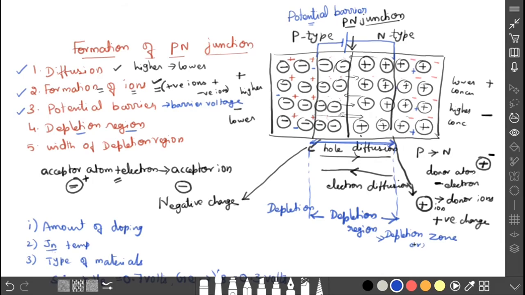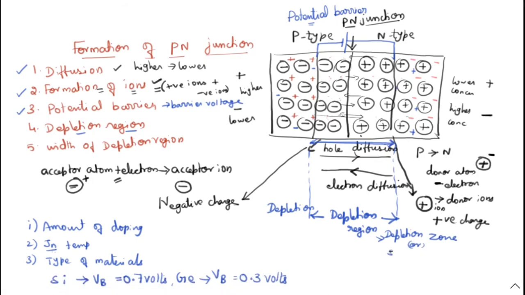or space charge region, and also space charge layer. So with these names we can represent this region. That means first the movement of the charge carriers slowly reduces, and at one point it becomes empty. That region is called the depletion region, which has different names: depletion zone, space charge region or space charge layer. So now you will have an idea about the depletion region.